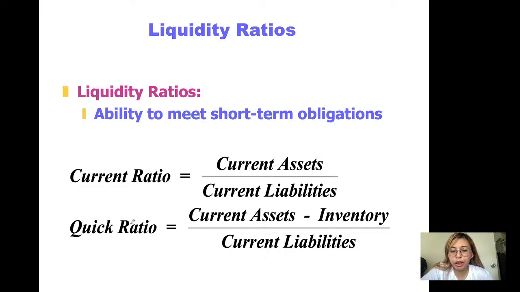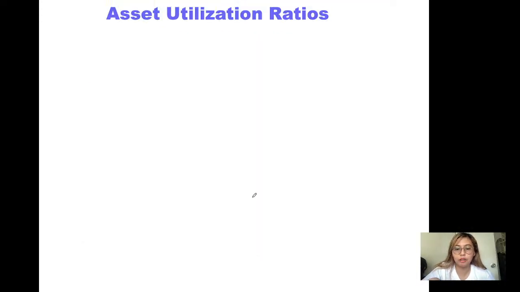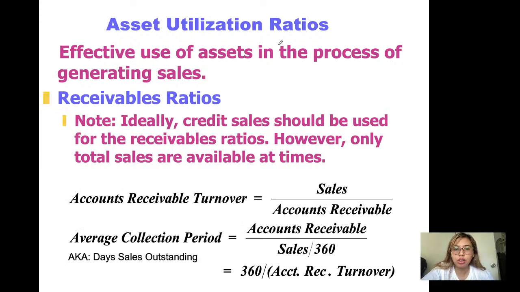Kapag quick ratio naman, mina-minus natin yung inventory. Kasi ang inventory, mabagal yan i-convert sa cash, dahil kailangan mo muna yung ibenta. 'Di ba? So, pag quick ratio, class, we need to take the current assets minus the inventory over the current liabilities. So, si liabilities yung nasa denominator natin. Next, asset utilization ratio: this is the effective use of assets in the process of generating sales.